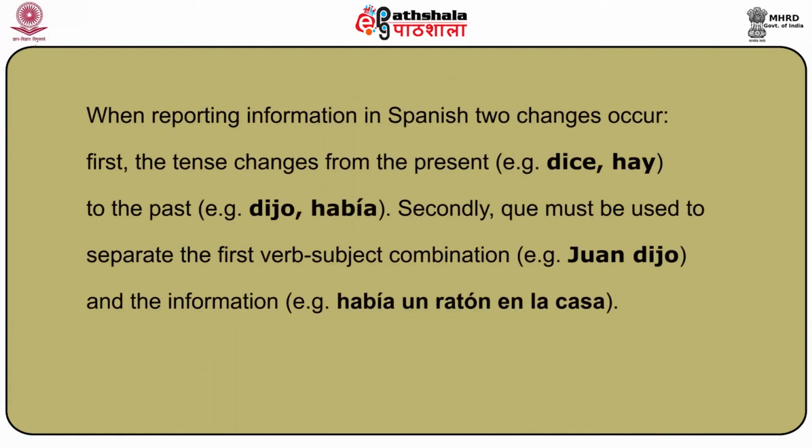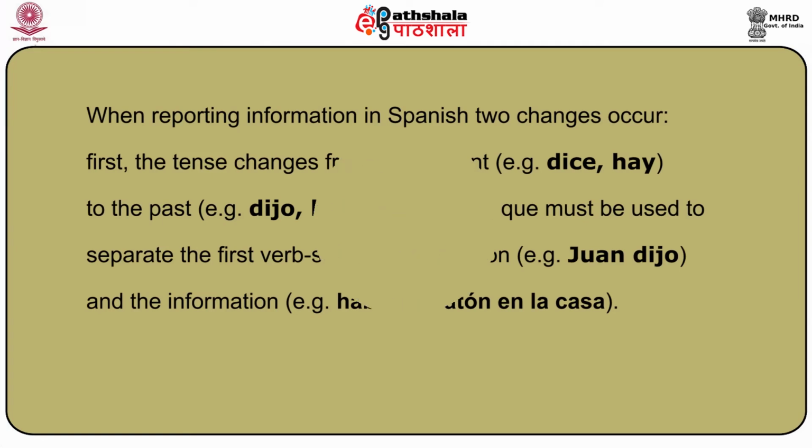When reporting information in Spanish, two changes happen. Firstly, the tense changes from the present, for example, dice, to the past, for example, dijo, había. Secondly, que must be used to separate the first verb-subject combination, for example, Juan dijo, and the information, for example, había un ratón en la casa.